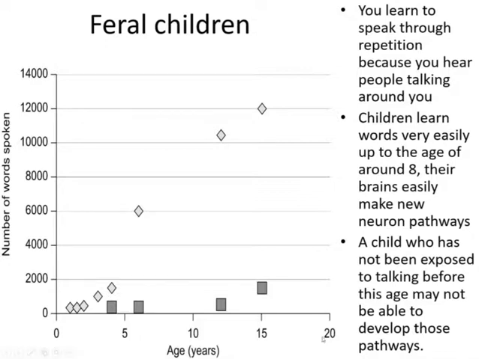And as you can see from the squares, despite the fact he was exposed to people after the age of 4, his language progress was very slow, and by the age of 15 he really hadn't learned that many words, especially if you compare it to the kid who was exposed normally before the age of 4 to other people and who was speaking language.